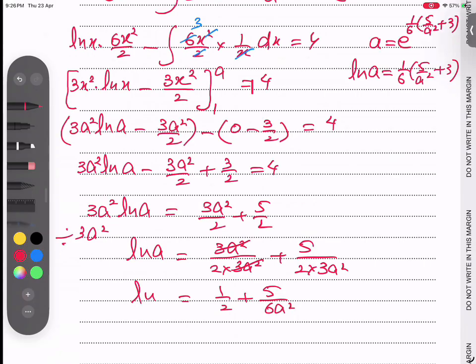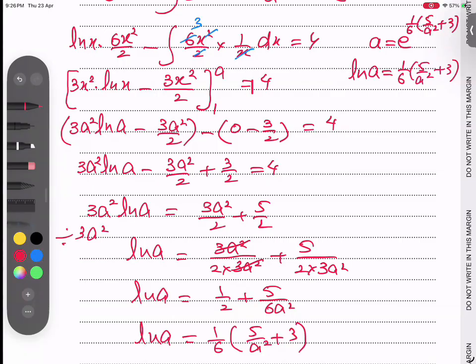ln a is clear. And if you look carefully, we can take 1 by 6 common. So I take 1 by 6 common. If I take 1 by 6 common, I get here 5 over a square plus 3. Why 3? Because, or you take an LCM, even no problem at all. So LCM 6, so we must have a 3 on the top. This is done. And log of a.